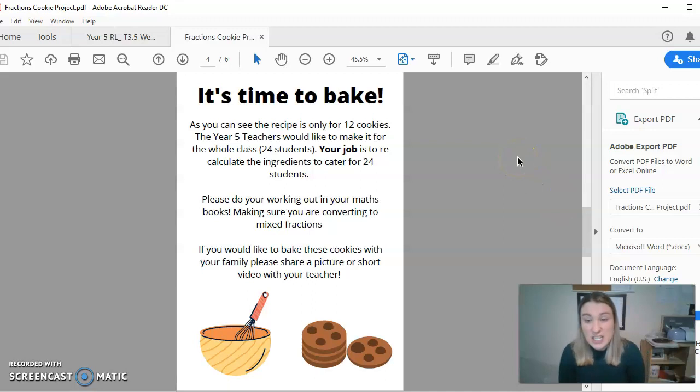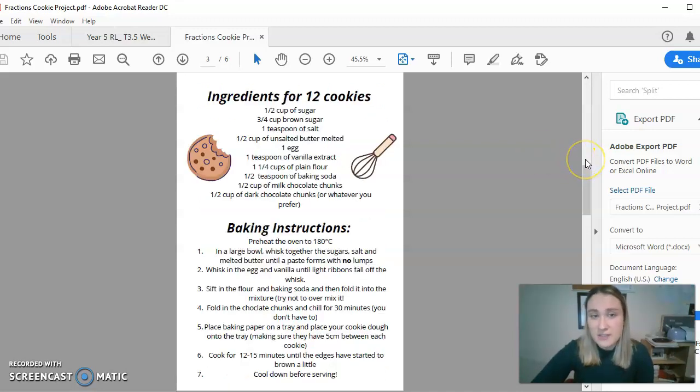So as you've noticed, the recipe is for 12 cookies. Us Year 5 teachers would like you to make it for the whole class, so 24 students. I know in my class I don't actually have 24, but we're going to make 24 cookies. So your job is to recalculate the ingredients to cater for 24 students. So you're going to have a look at this. I'd probably write all the ingredients down, and then next to it draw a table and write for 24, and then write in your new calculations, okay?